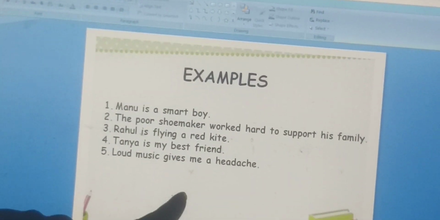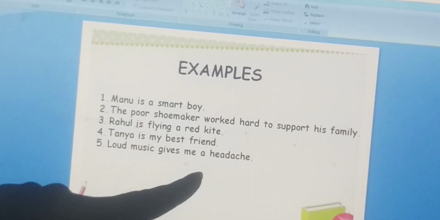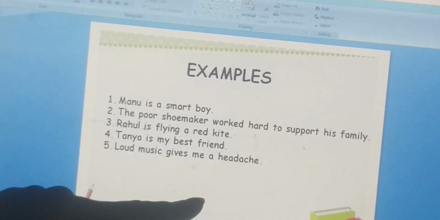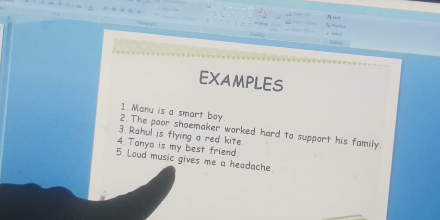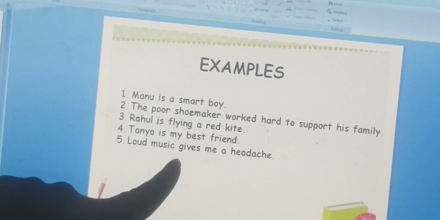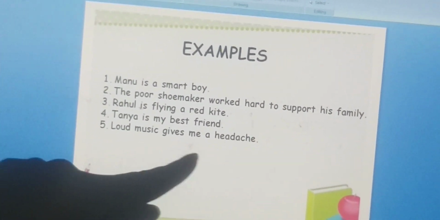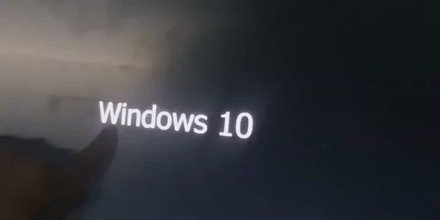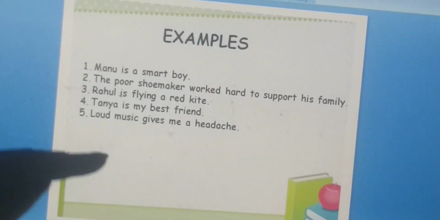And in the last one, loud music gives me a headache. The music which is harsh and creating a headache for all of us. So here what is the adjective? Yes, loud is an adjective, because what kind of music is it? Music is loud.